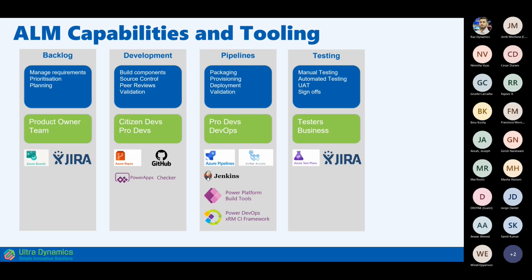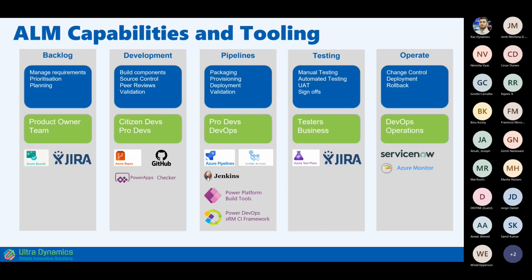And then testing. So this is automated testing and manual testing and other types of testing. From a test management perspective, again, Azure Test Plans are used in many cases, and Jira can be used as well in some cases. In addition to that, obviously, you can use some frameworks for unit testing, like FakeXrmEasy. You can use the Test Automation Studio for Power Apps. You can use EasyRepro for model-driven apps. So there are lots of different tools that come into play here.